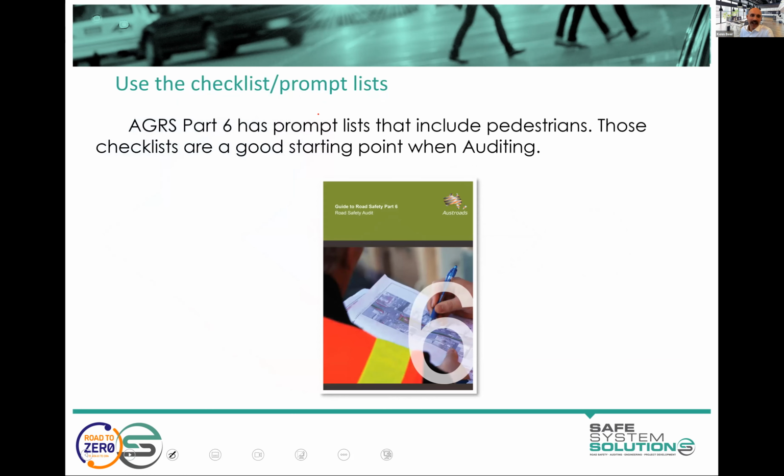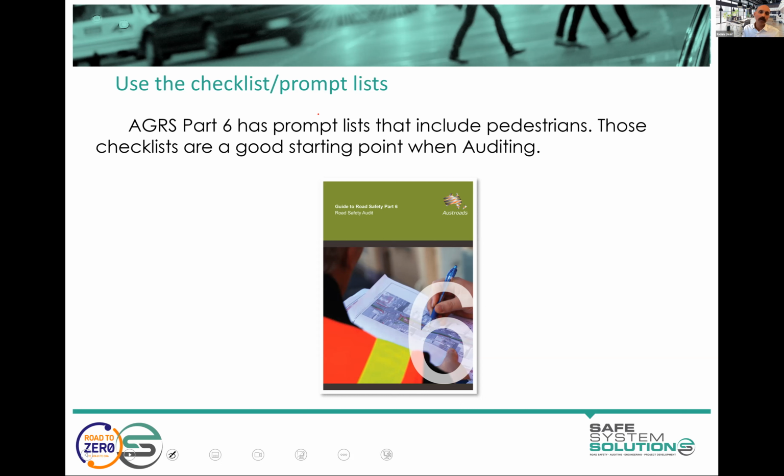I'll just finish by saying that we have updated all of the prompt lists. They used to be called checklists in part 6. The back of part 6 is just heaps of things for you to look at as an auditor, and they're categorized. So there's an area for pedestrians and cyclists, and it's lots and lots of questions for you to think about. Lots of them you'll go, not applicable, because you're looking at an intersection and it's trying to cover every road environment, but some of them may spark your thinking.